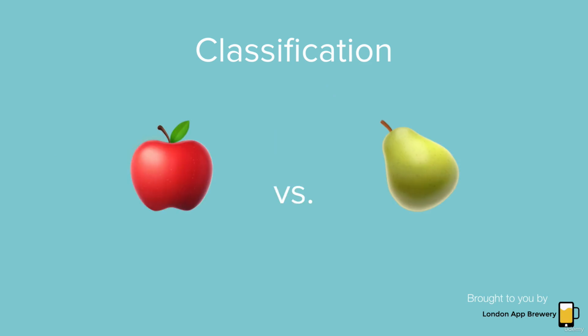Imagine you're trying to teach a computer to differentiate between apples and pears. To us as humans, this seems like a really simple task. But if you imagine trying to turn this task into a programming exercise, where you had to tell the computer what features to look for in order to tell the difference between an apple and a pear, it's actually a really, really complex problem.